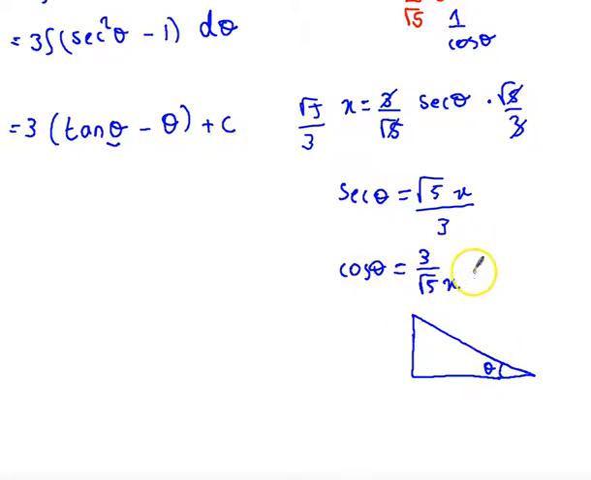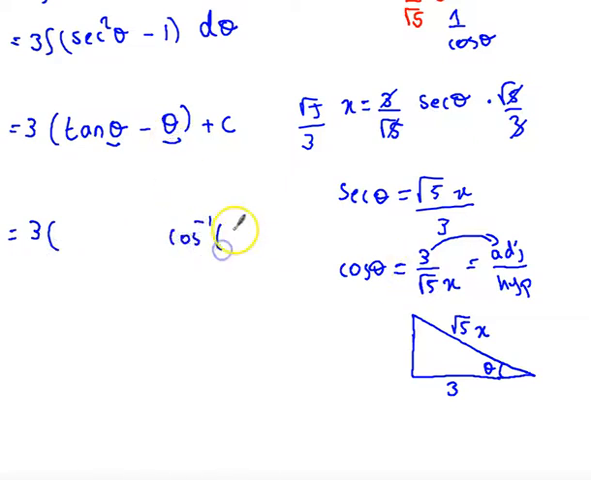And cosine theta is equal to adjacent side over the hypotenuse. The adjacent side is this one, so it's equal to 3. And the hypotenuse is radical 5x. So, to find theta first, theta is cosine inverse of 3 over radical 5x. Now we need to find tangent.